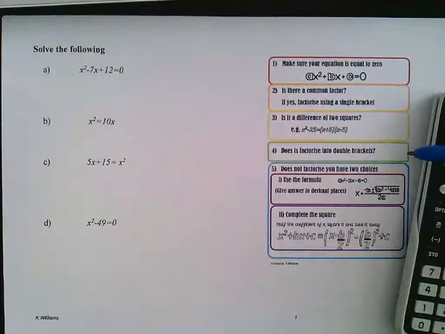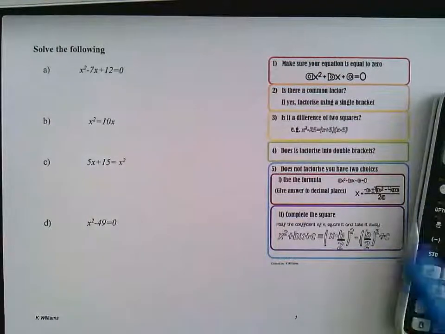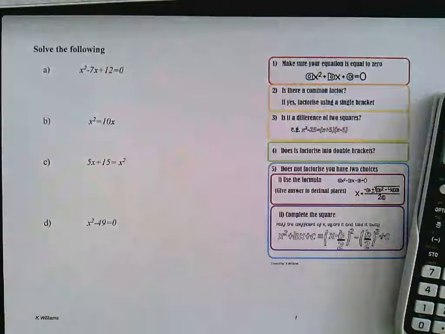We then check, does it factorise into double brackets? Only if these steps 2, 3, and 4 we're not able to do, we then go to the quadratic formula. The reason why is with practice, these top three end up being a lot quicker. Okay, I'm now going to go through these 4 examples where I will demonstrate how I use this and what I'm thinking when I solve.